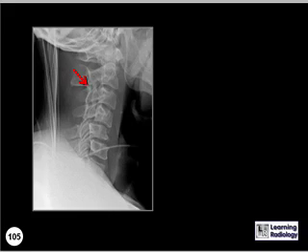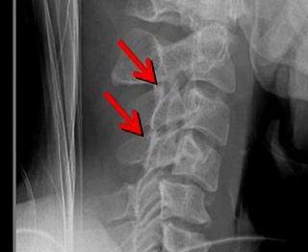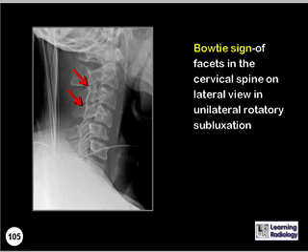What is the name of this sign? This is the bow tie sign of facets in the cervical spine on a lateral view of the cervical spine in a unilateral rotary subluxation.